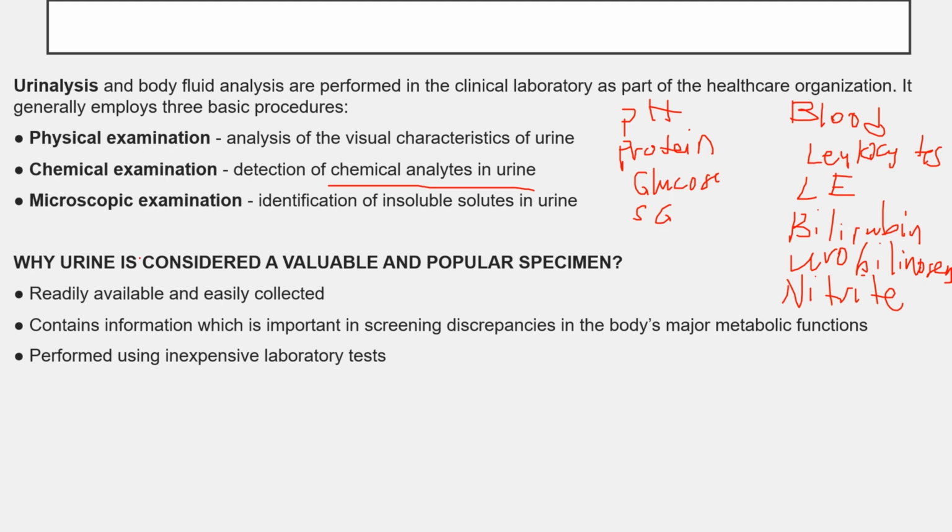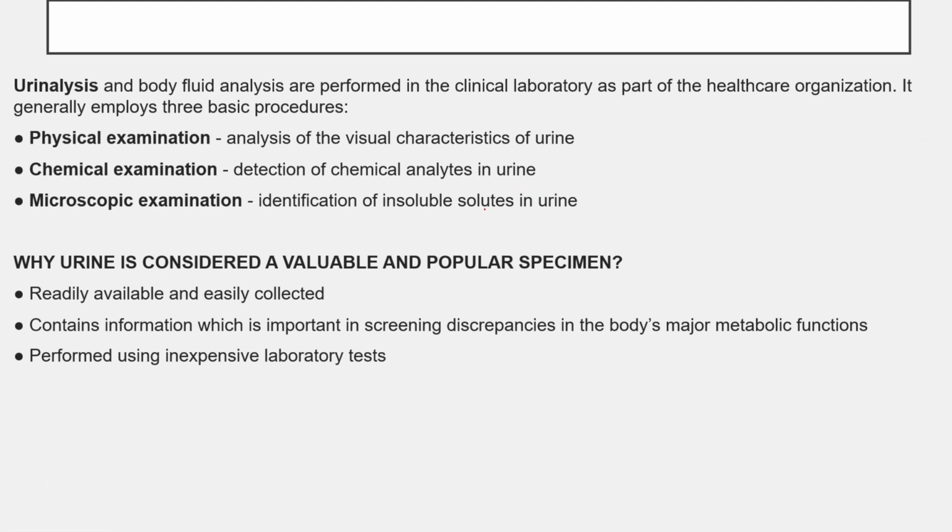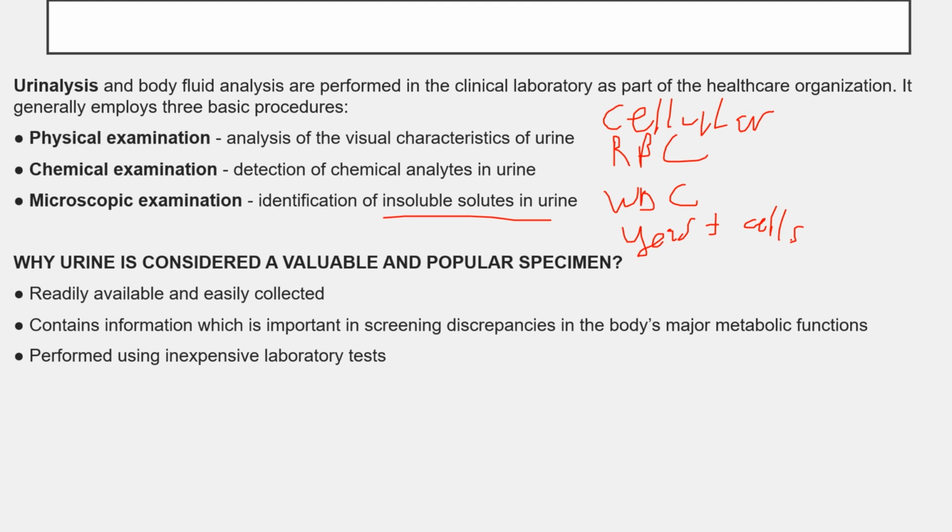And the third procedure that you would need to do is the microscopic examination. So when we say microscopic examination, you're going to identify insoluble solutes in the urine. So insoluble solutes would include cellular components. So in abnormal cases, you can actually find cellular components in the urine such as RBCs or red blood cells, WBCs. In some cases, you could even find yeast cells, yeast or your fungi.